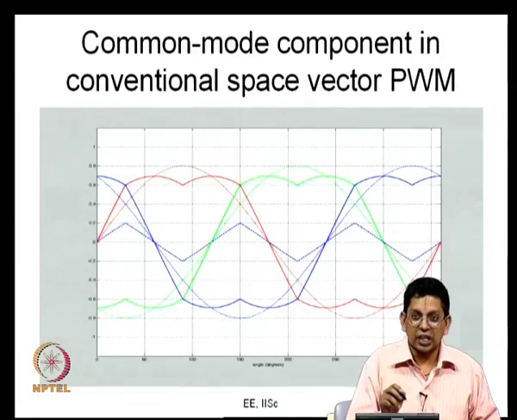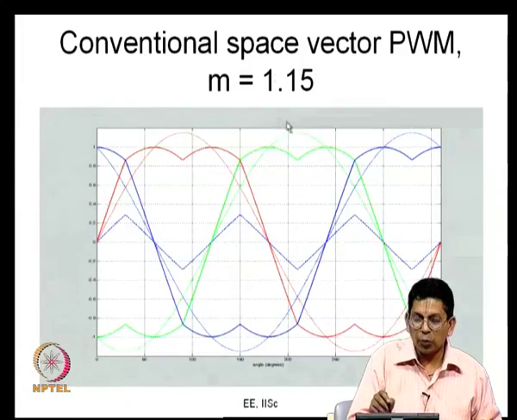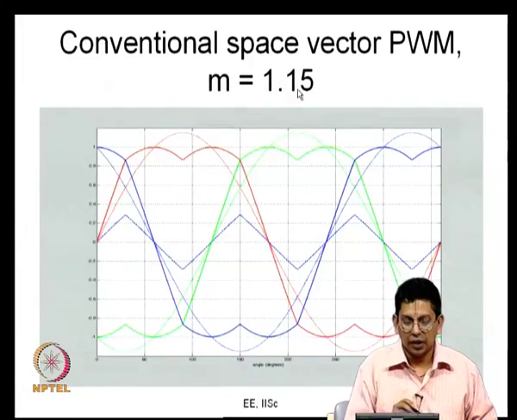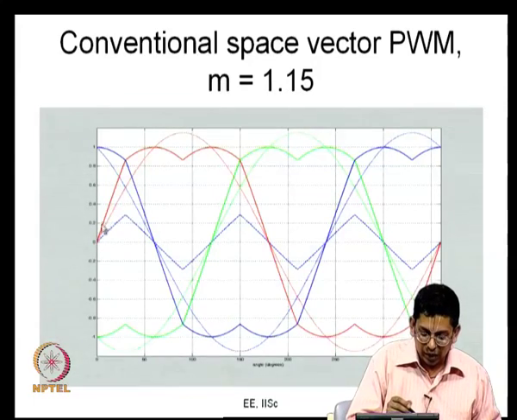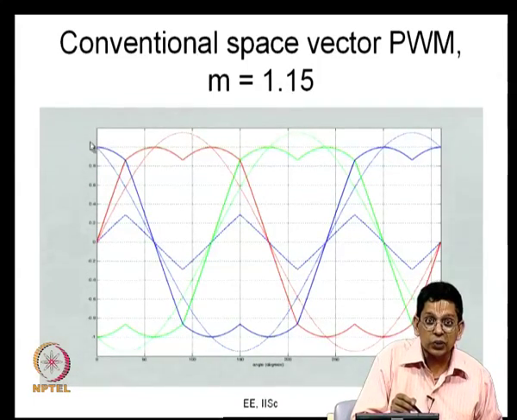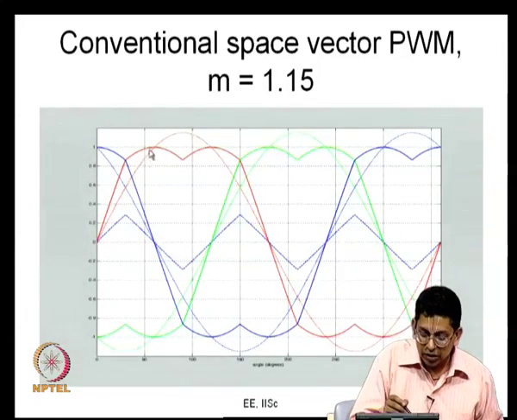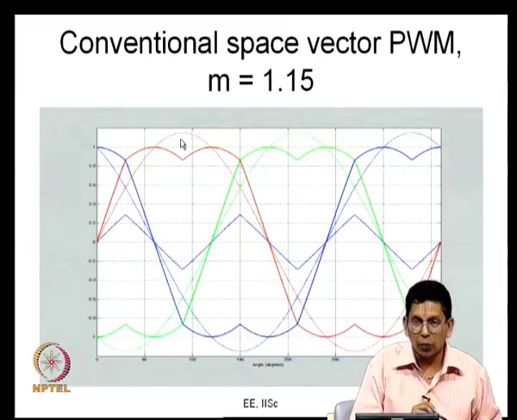So, now we are analyzing conventional space vector PWM. We have shown that it is equivalent and we are trying to do the analysis from the triangle comparison approach and understand this better now. Here I am showing it for 1.15, which is roughly 2 by root 3. So, if I take it like this, you see that now the sine wave goes above this horizontal line, which is 1. You can see that it goes something like 1.15.